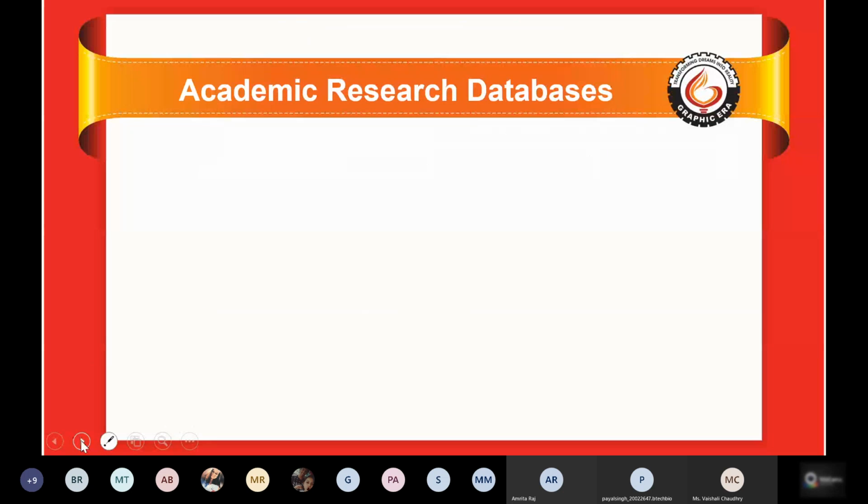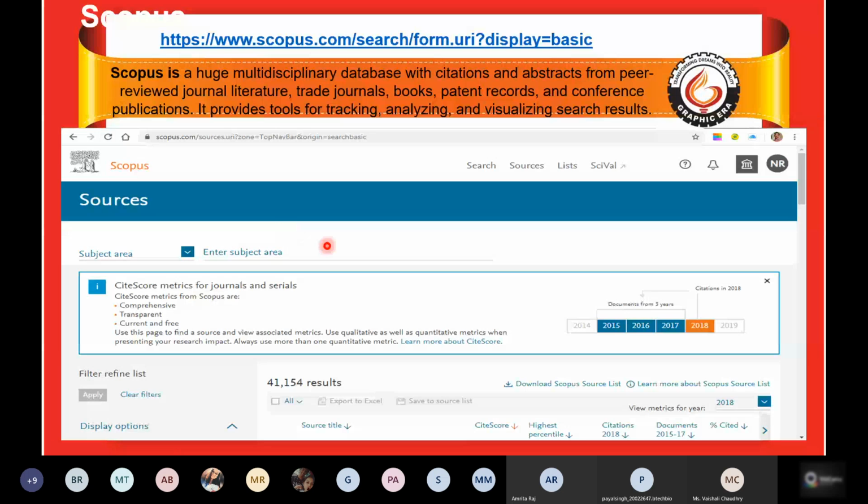Okay, now I'm talking a little bit about the academic research databases. I am also keeping an eye on the time, and I will take the queries at the end. Academic research databases: suppose a student says, I want to do a kind of project under the guidance of a faculty, where can I find the journals, where can I find the published research papers.